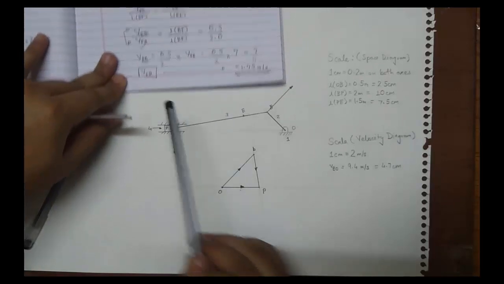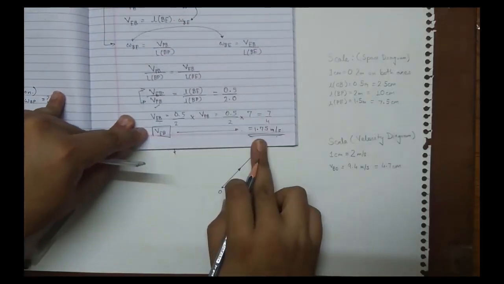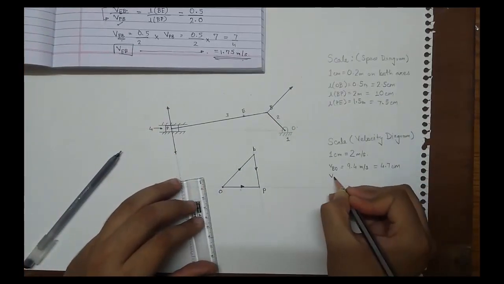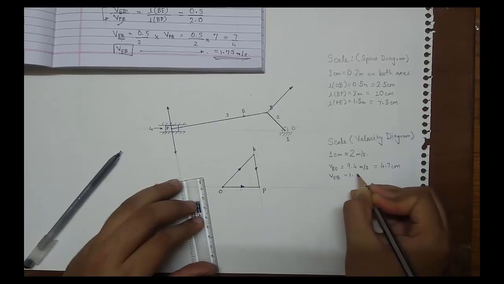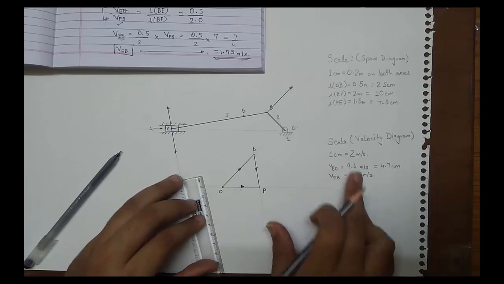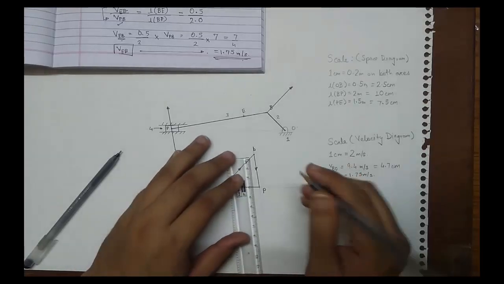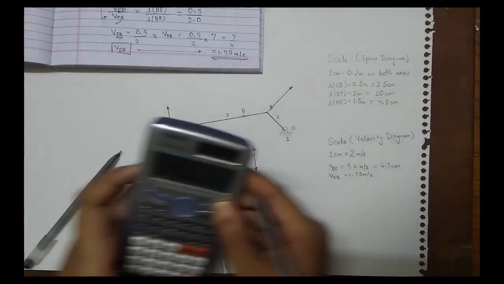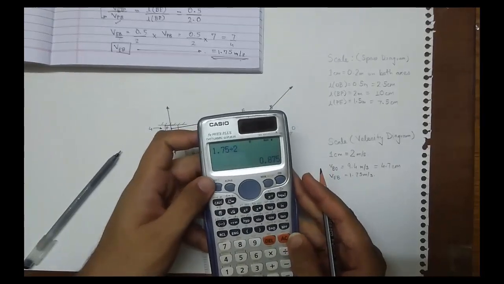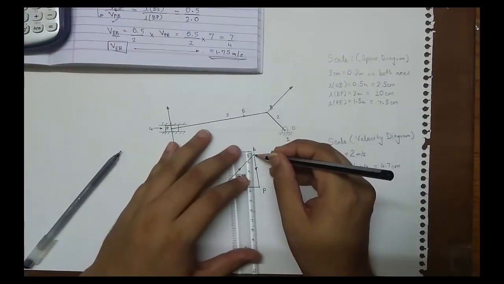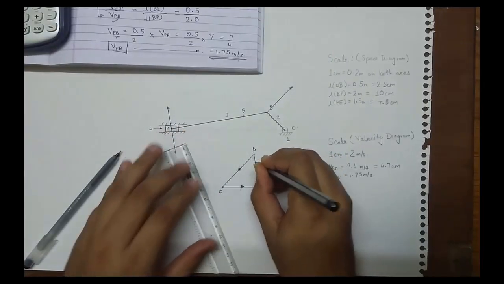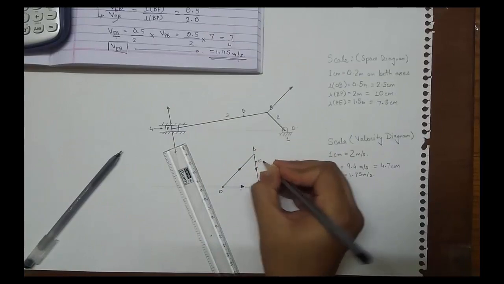So what do we know? Velocity of E with respect to B is how much? 1.75 meter per second. Using this scale, it will be approximately 8 mm. We will use the calculator. 1.75 divided by 2 is 0.875 centimeter. Over here, this is my point E.